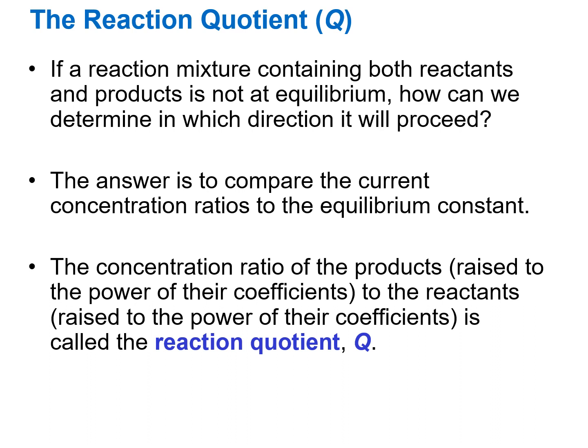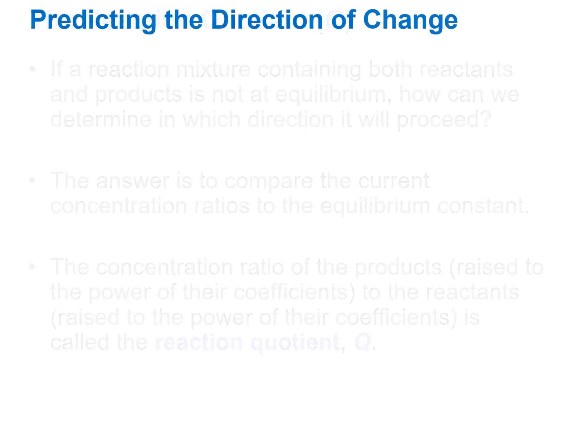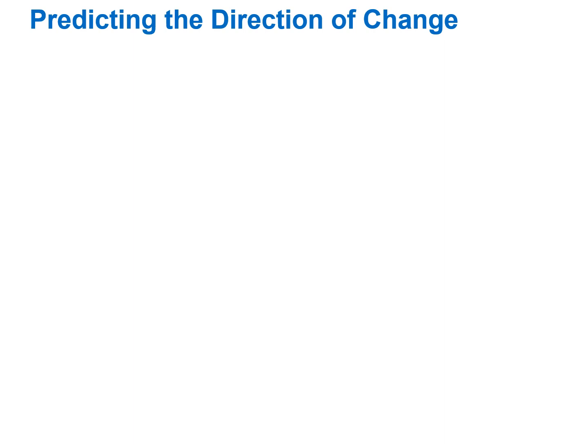And the reaction quotient is very much like the equilibrium constant, where we would take the concentration ratio of the products raised to the power of their coefficients over the reactants raised to their coefficients. But instead of calling it the equilibrium constant, we just call it the reaction quotient. So how would we actually go about putting together this reaction quotient?